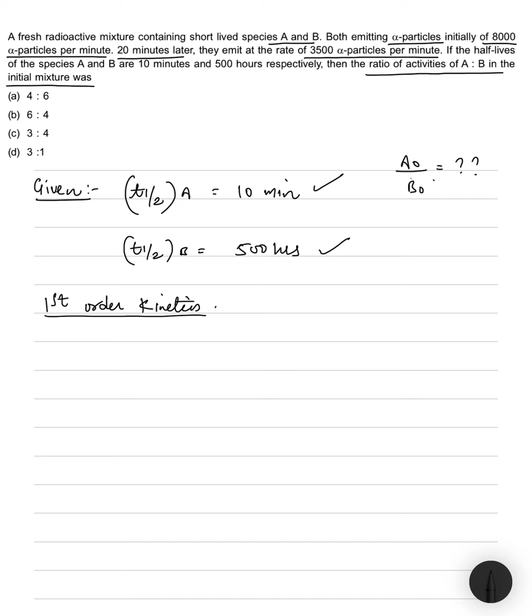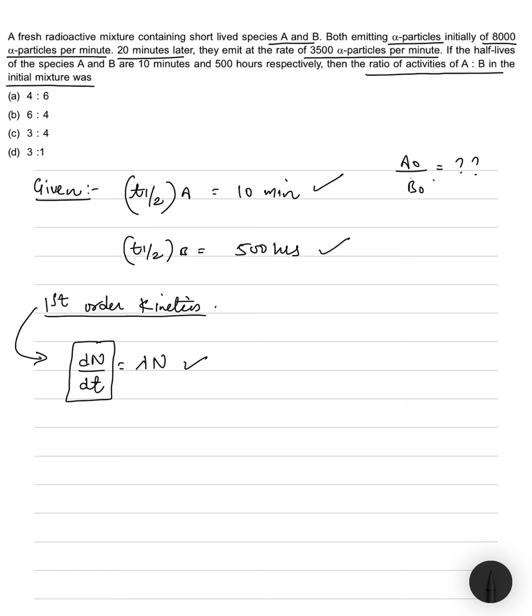Second thing, we know that according to the radioactivity reaction, dN by dt is equal to lambda N. What is the meaning of that? This equation means that the rate at which disintegration of particles takes place is equal to lambda into N. N is the number of particles available at that time when we are calculating this rate, right?